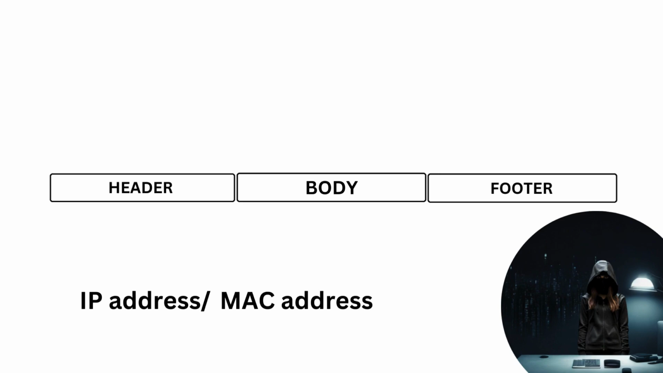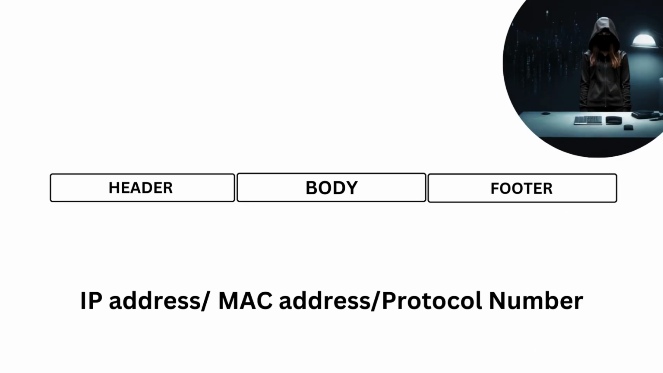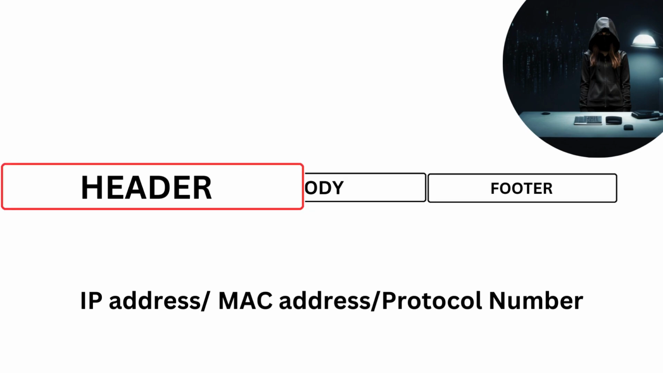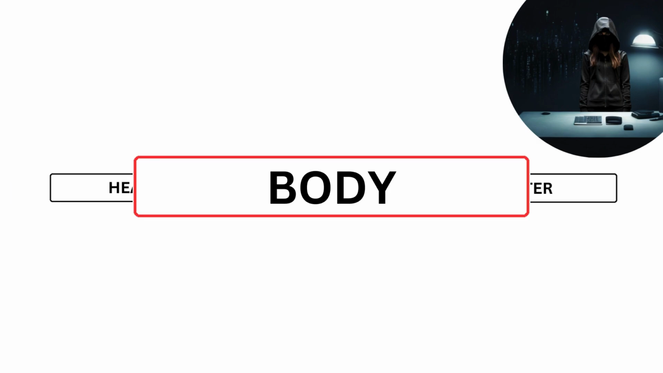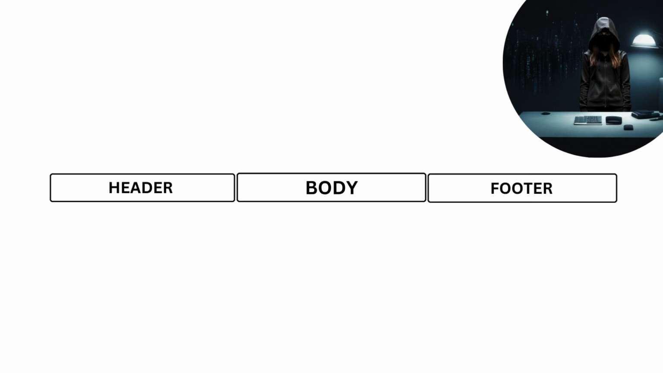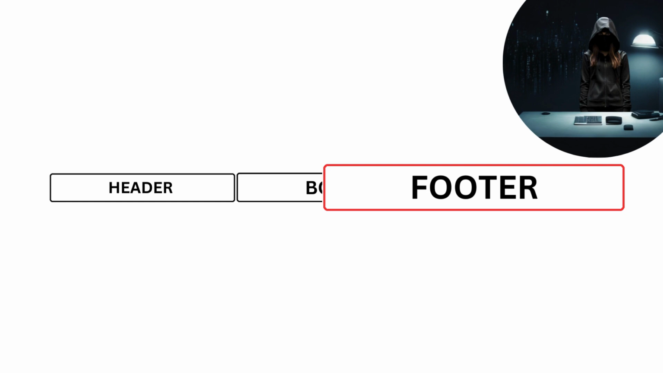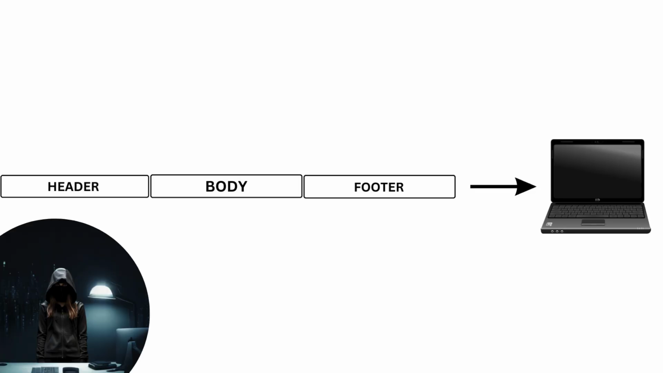It contains a header that includes the Internet Protocol address, the IP address, and the Media Access Control, or MAC, address of the destination device. It also includes a protocol number that tells the receiving device what to do with the information in the packet. Then there's the body of the packet, which contains the message that needs to be transmitted to the receiving device. Finally, at the end of the packet, there's a footer. Similar to a signature on a letter, the footer signals to the receiving device that the packet is finished.